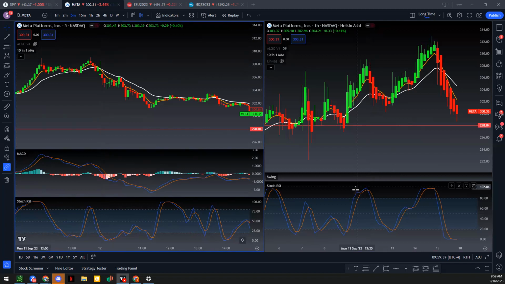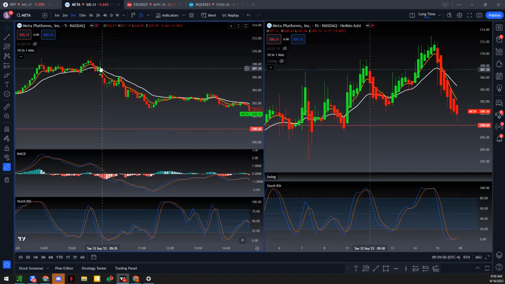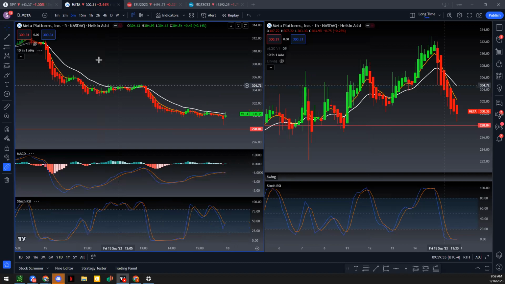Because I'm using the stochastic on a bigger time frame, now I'm using my 6 and 17 cross pullback strategy on a lower time frame. Now you can also use just the 6 and 17 cross if you want to and enter on that 6 and 17 cross. But today we're doing the 6 and 17 consolidation and pullback strategy.